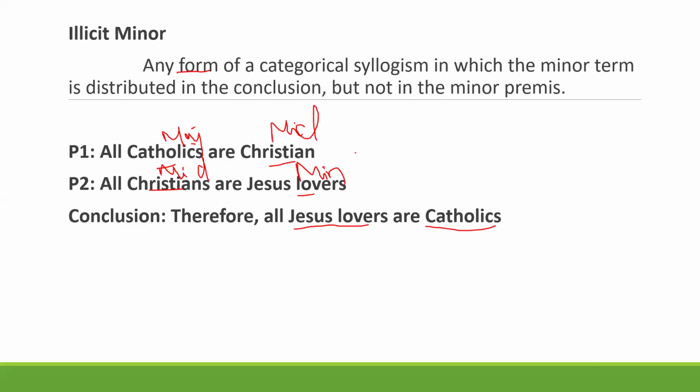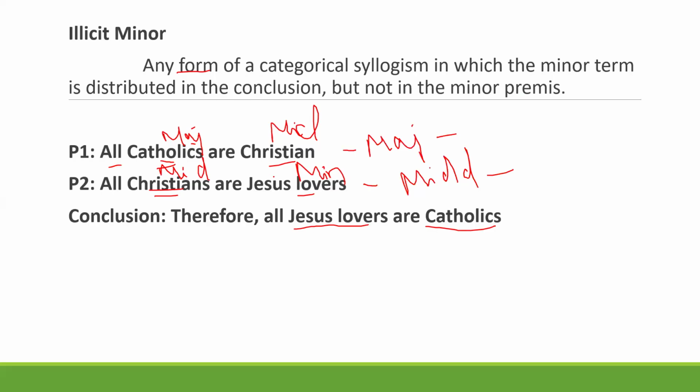So here, first one, what is distributed? All means subject distributed. So Catholics distributed, so major distributed here. Here, all Christians are Jesus lovers. All Christians means Christian distributed. Christian is what? Middle term distributed. So here the minor term is not distributed. Here major, here middle. So the minor term is not distributed in any one of the premises. That is called an illicit minor.